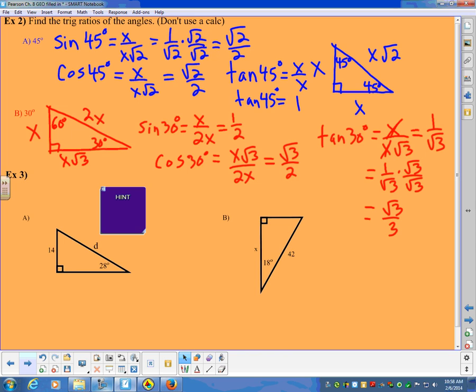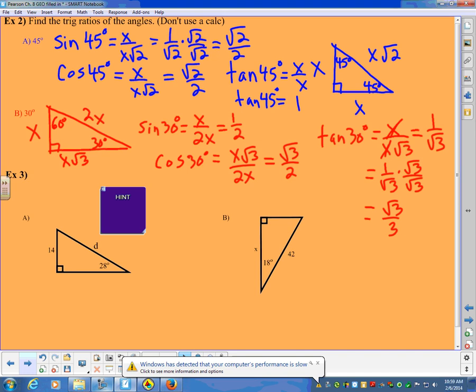So the question is, how do you use the trig ratios to find the missing side length of a right triangle like this one? First of all, I should ask you, why can't I use the Pythagorean theorem on this? Yeah, I don't have two sides, I only have one. Why can't I use special right triangles on it? It's not a 30, a 60, or a 45, right? So those two are out. We need another method.